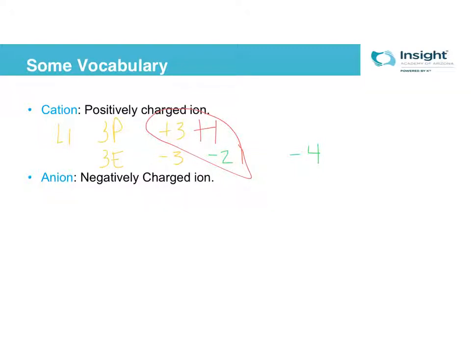So a positively charged ion loses electrons. That e with the negative sign is an abbreviation for electron.